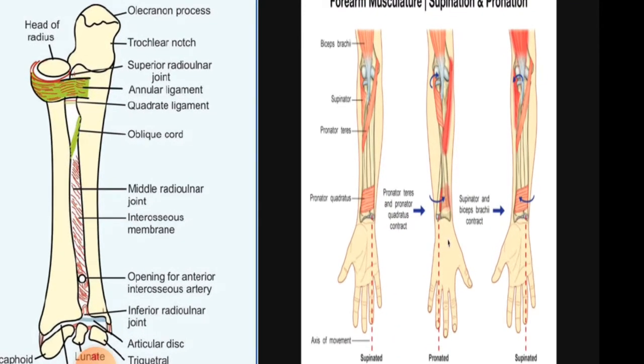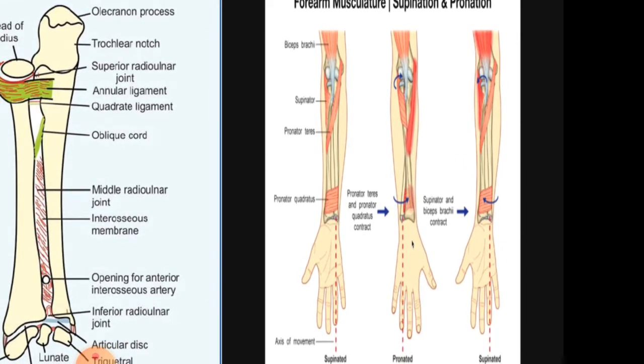So here you have the actions of the muscles that are responsible for the supination and pronation at the forearm. Here you have the biceps brachii muscle and the supinator muscle that can cause the supination. For the pronation, you have the pronator muscle.